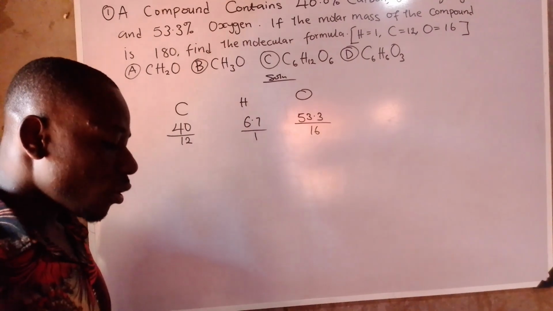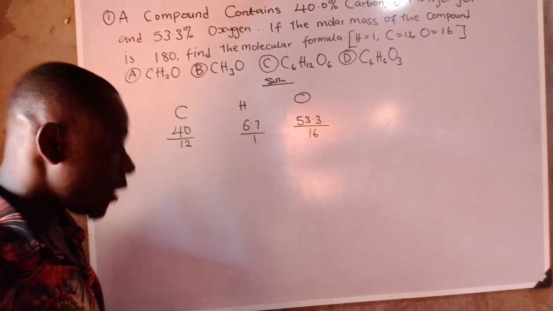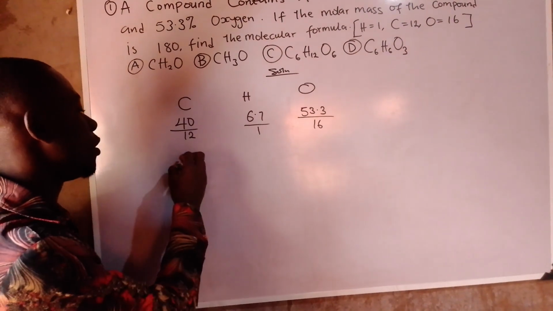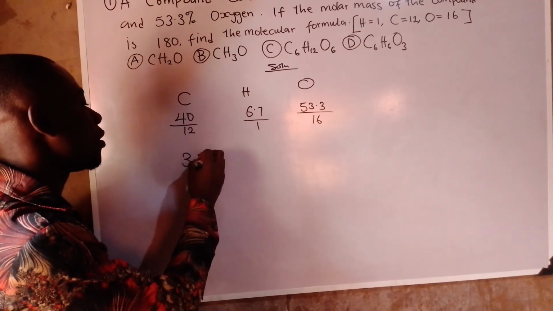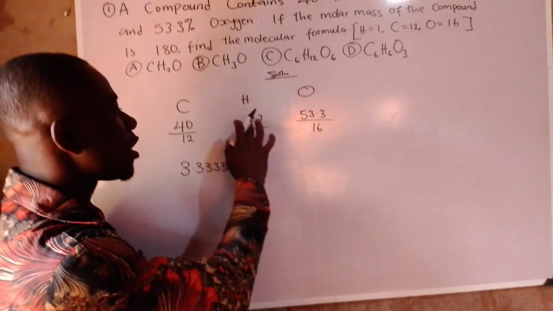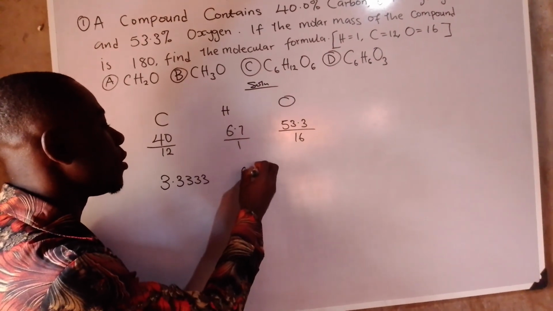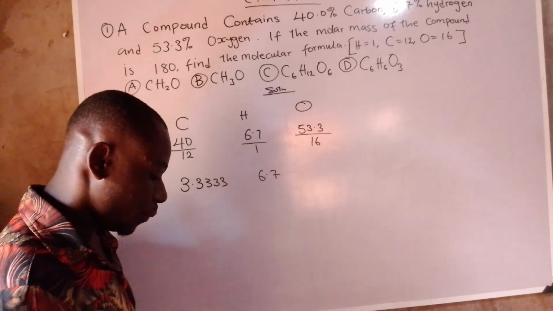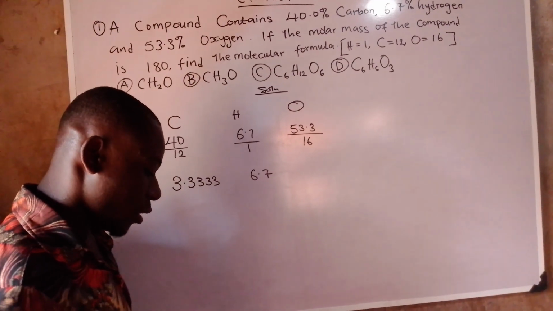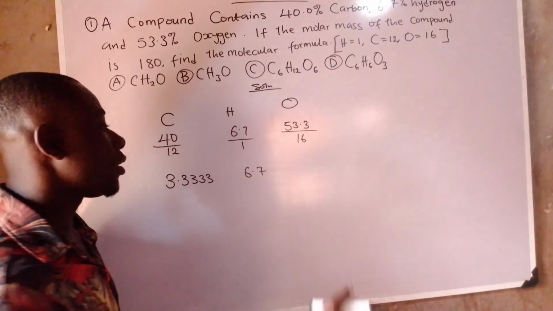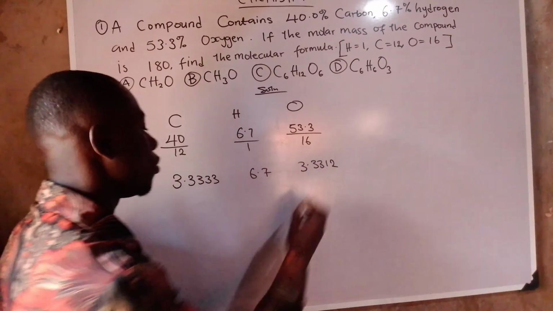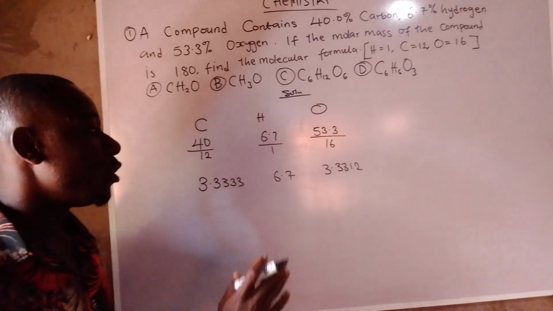Now, from my calculation, 40 divided by 12 will give me 3.3333 continuously. So I write it as 3.3333, to 4 decimal places. 6.7 divided by 1 will remain as 6.7. And then 53.3 divided by 16 will get me 3.3312. So this is the reason why I had to take 4 decimal places.